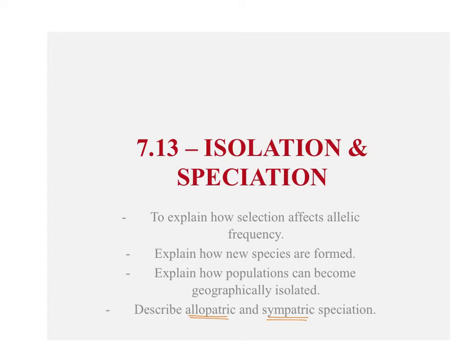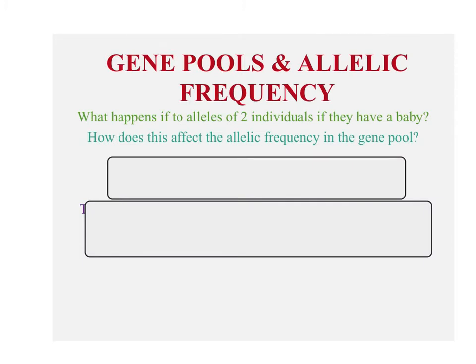So let's get started. We're going to start by thinking about gene pools and allelic frequency at a very basic level. So this is our first question for you to think about. What happens to the alleles of 2 individuals if they have a baby? Literally, what happens? And then how does that affect the frequency of these alleles, or the allelic frequency of them in the gene pool? So pause, have a couple of thoughts, and then play again when you're ready.